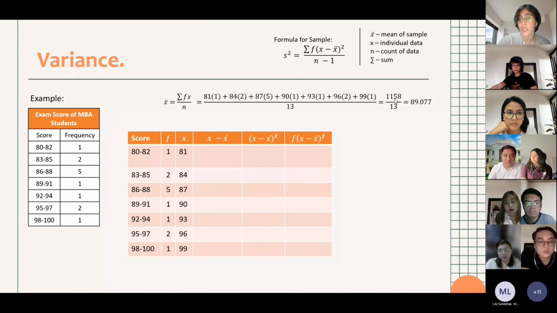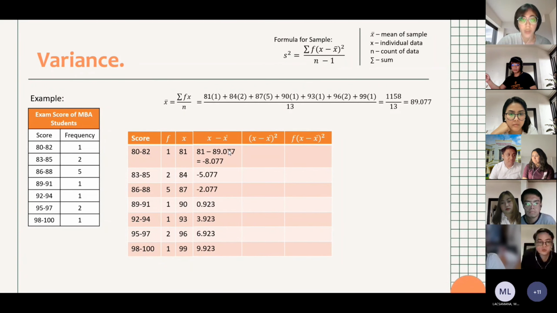Makukuha natin is 1,158 divided by 13 or 89.077. So since nakuha na natin si mean, which is yung 89.077, pwede na natin siyang i-subtract doon sa ating x. So 81 minus 89.077 for the first row, ang makukuha natin is negative 8.077. So that's pre-computed na rin for the other rows.